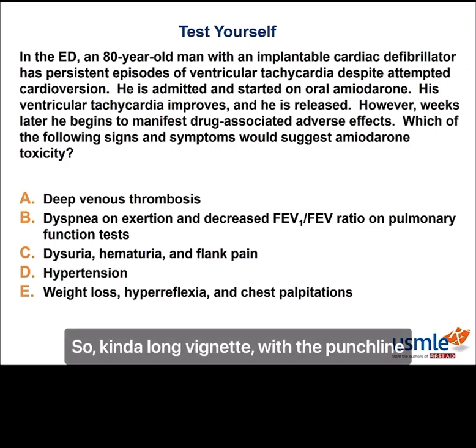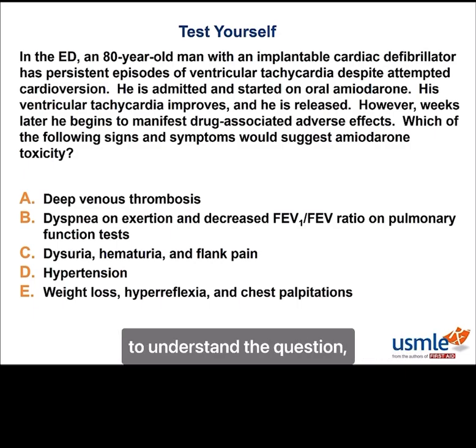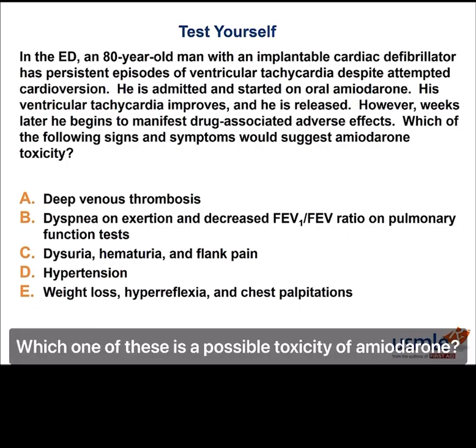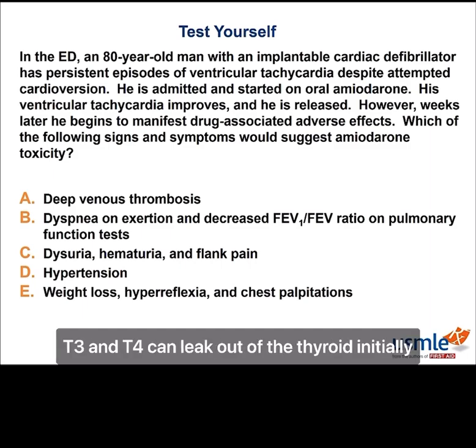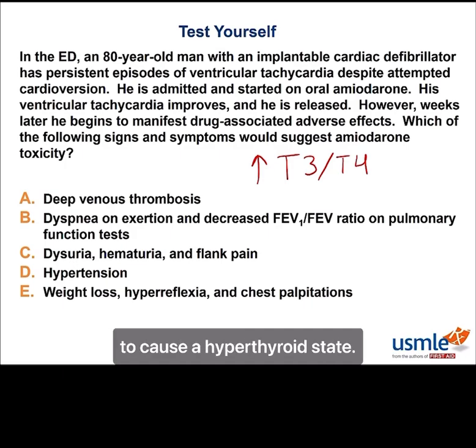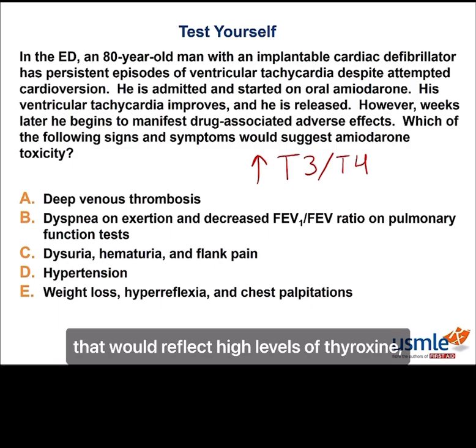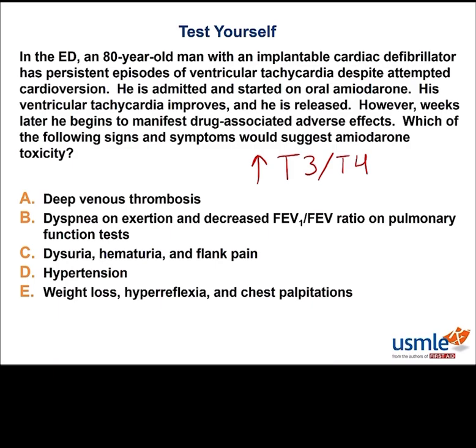So, kind of a long vignette with the punchline of, do you know the toxicities of amiodarone? You don't even have to know all of them to understand the question, but you should for real-life patients. Which one of these is a possible toxicity of amiodarone? We talked about how amiodarone contains a lot of iodine, so it can cause thyroiditis. If we are damaging the thyroid gland, T3 and T4 can leak out of the thyroid initially to cause a hyperthyroid state. Do you see any answer choices that would reflect high levels of thyroxine and triiodothyronine?